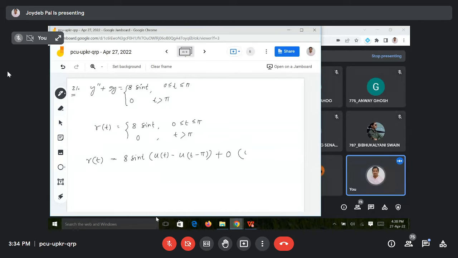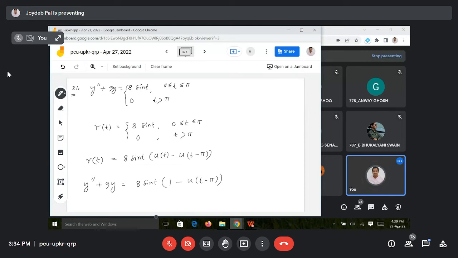And there is a second piece also, but the value of the second piece is 0. So 0 into whatever you write, it is 0 times u(t minus pi), right? The second part is not needed because the second piece is 0. Whatever you multiply it with it will be 0. So no need to write it. If the otherwise case is 0, then ignore it. Only we have this. So our differential equation is now y double dash plus 9y is equal to 8 sin t times (1 minus u(t minus pi)). Okay, it is our differential equation.